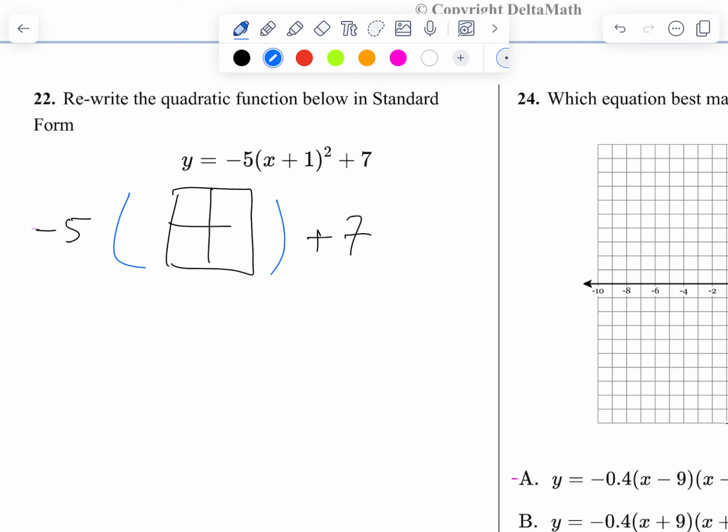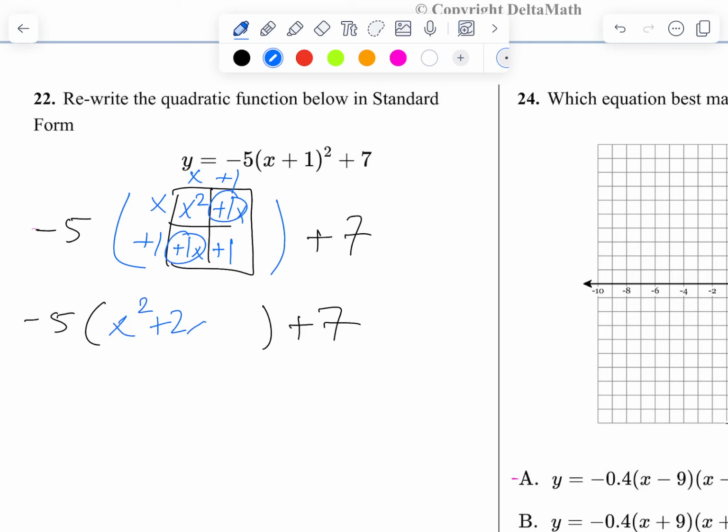So this will be x plus 1 times x plus 1. So you get x squared plus 1x, and 1 times 1 is 1. So if I write this out, I got negative 5, and then the plus 7, and then in here, this will be x squared. 1x and 1x together is positive 2x, and then plus 1.